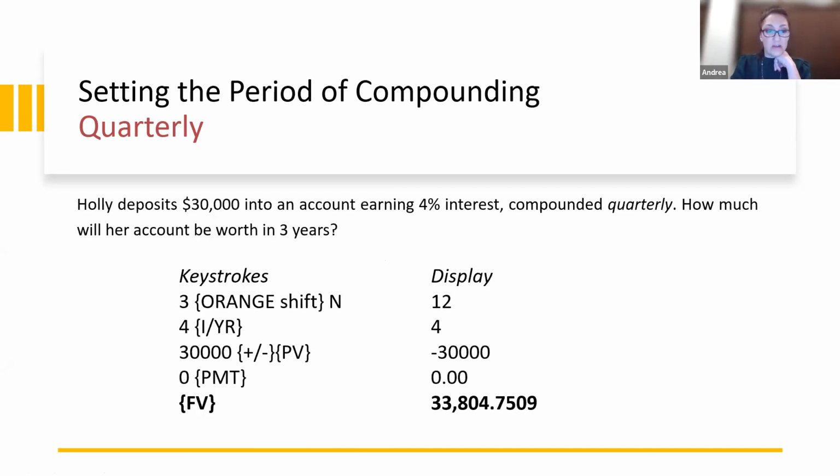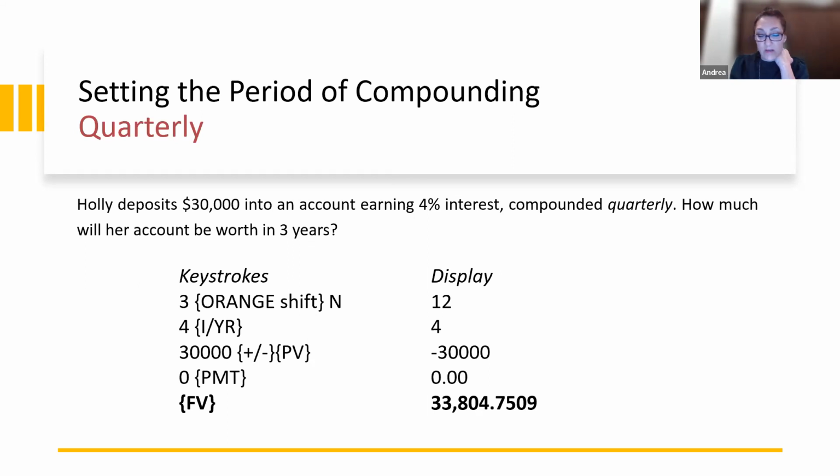Okay. And then here's another example with Holly. Okay. So same thing. Holly's depositing $30,000. It's earning 4% a year, but this time it's being compounded quarterly. How much will her account be worth in 3 years? So again, if you all just input these quickly. Okay. So you hit your 3, your orange shift button, and then the N, and it pre-populates that it is 12 periods that it's going to be compounding. Okay, and then you hit 4 for the interest rate, and then the $30,000 negative for present value and your future value, and now that's 33,804.